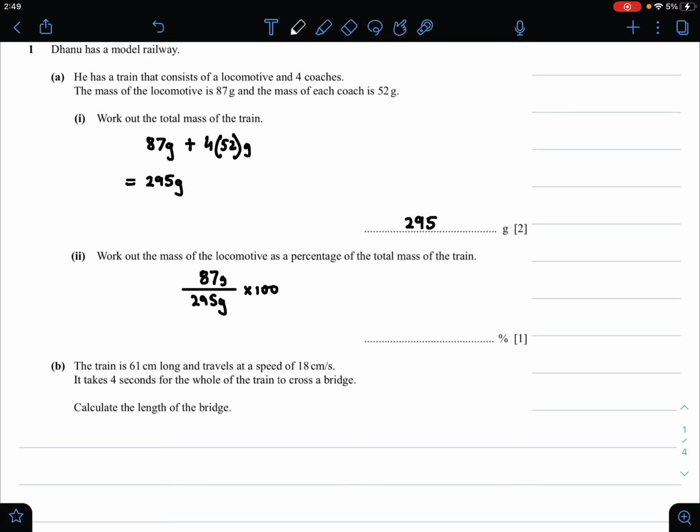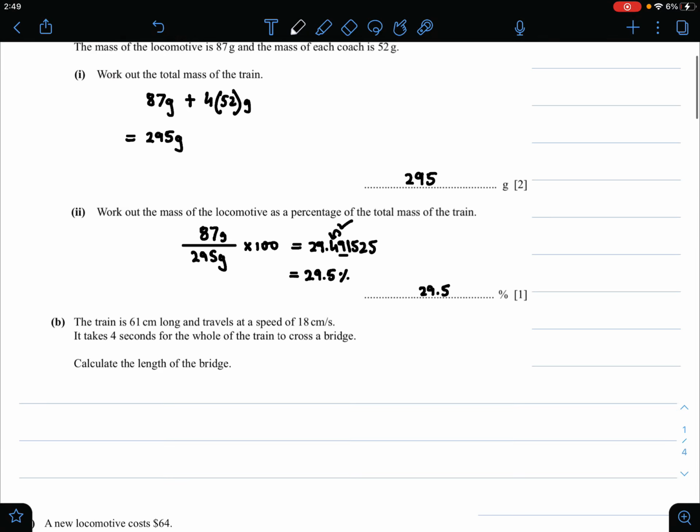So therefore your final answer for part A2 will be 29.491525. And therefore, since you need to give your answer in three significant figures, your final answer would be 29.5%, because the fourth significant figure, which is 9 in this case, is greater than or equal to 5, so it will round off the 4 to the next number. So therefore 29.5 will be your final answer for part A2.